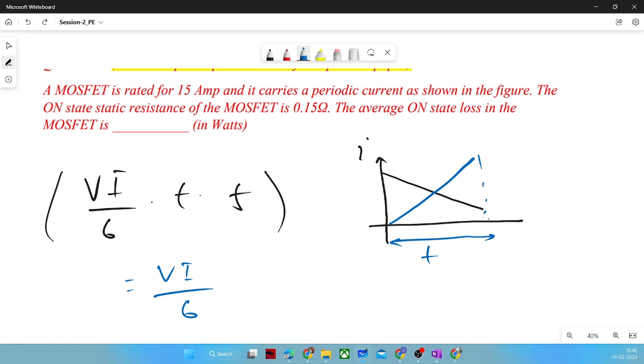So moving ahead, in this problem, we are asked to find out the average on-state loss. This MOSFET is rated for 15 ampere, and we do not need to compute switching losses. We just need to compute on-state loss, so conduction loss basically. Let me erase it.